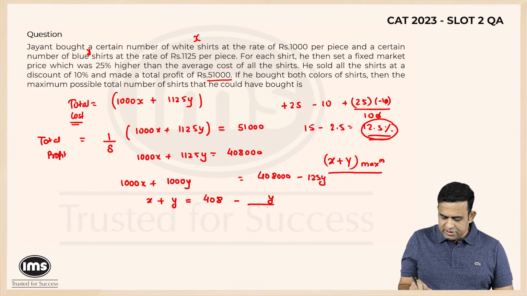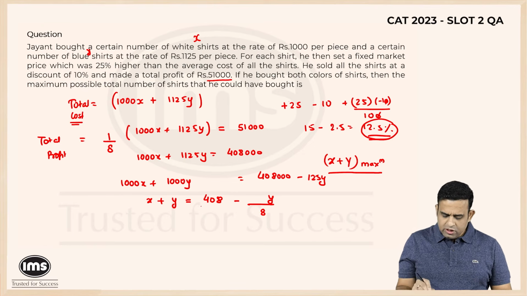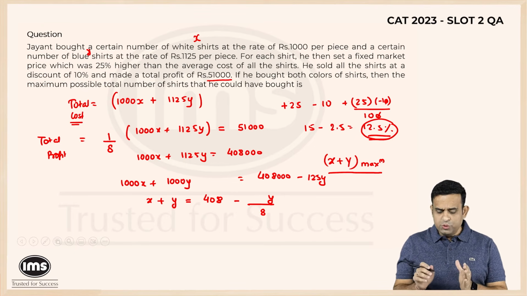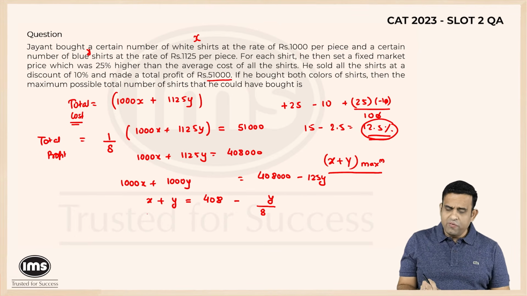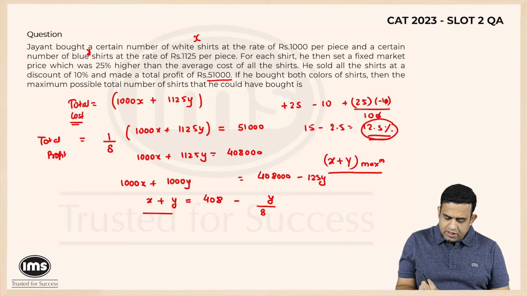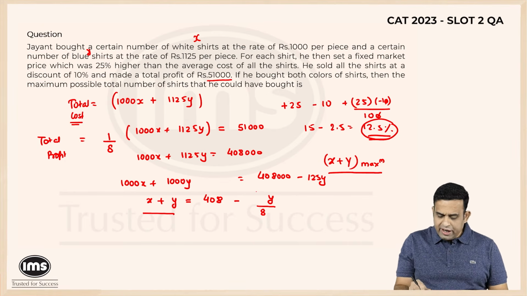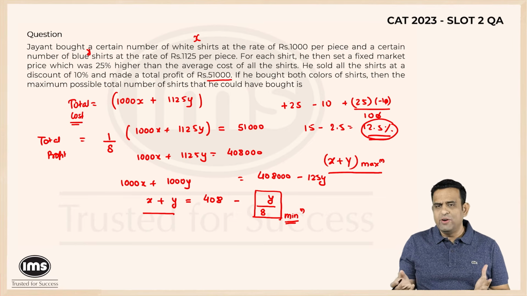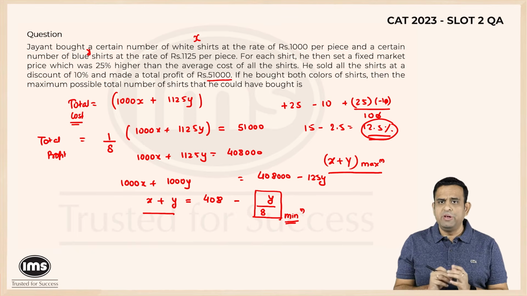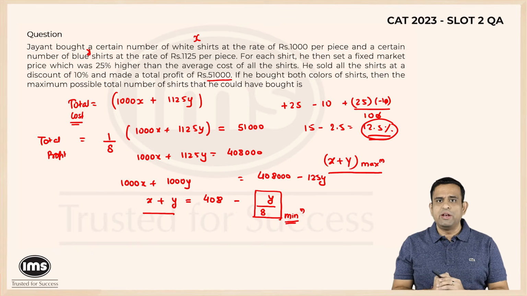125 into 8 is 1000. So we get x plus y equal to 408 minus y by 8. So if I want the value of x plus y to be maximum, then 408 minus this term should be minimum. And please note, this part should also be an integer, and y needs to be a natural number.